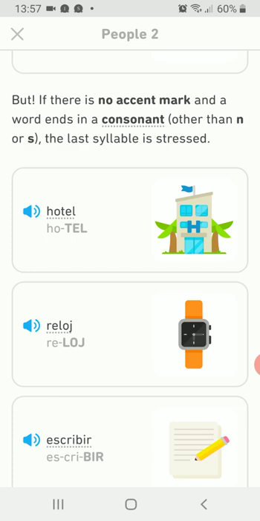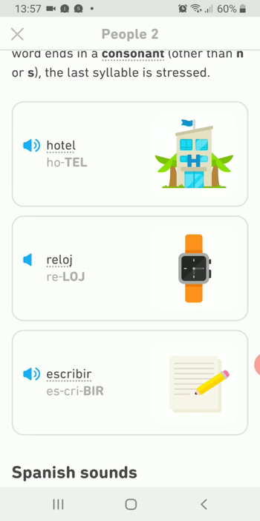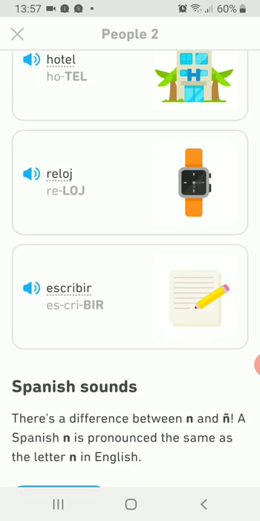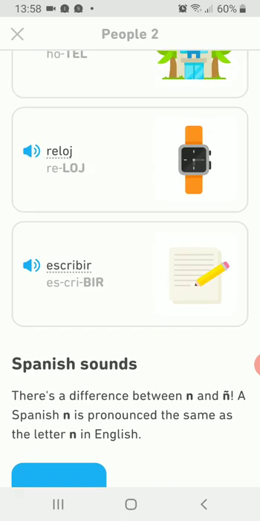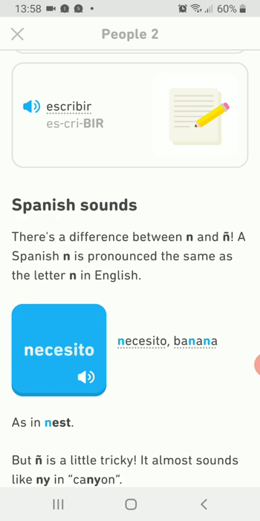Hotel. So let's listen to it. Hotel. Reloj, that's watch. Escribir, which is to write. So we see that in escribir, the accent is on the last syllable, bir. Escribir. So that's how it works.